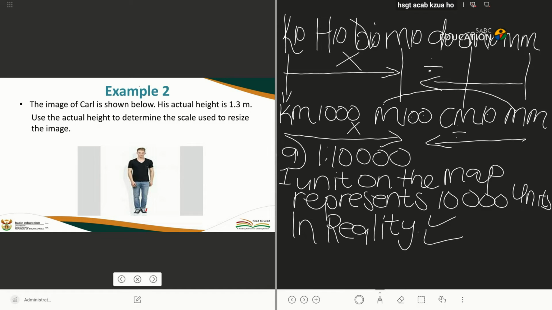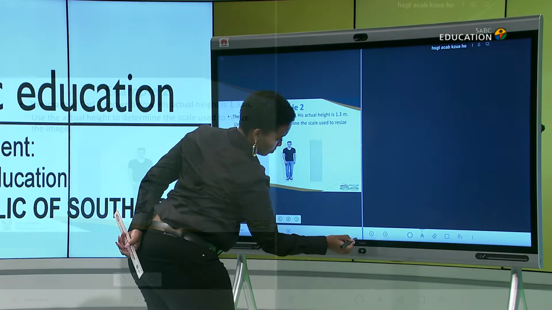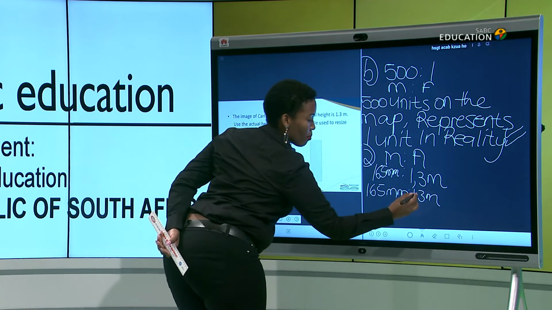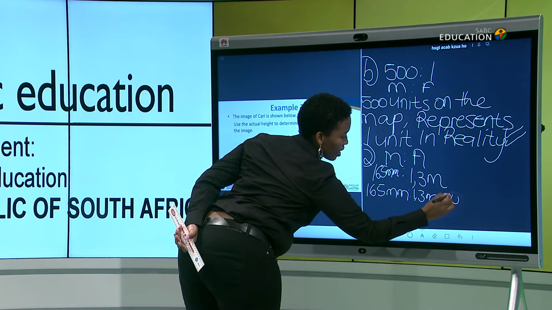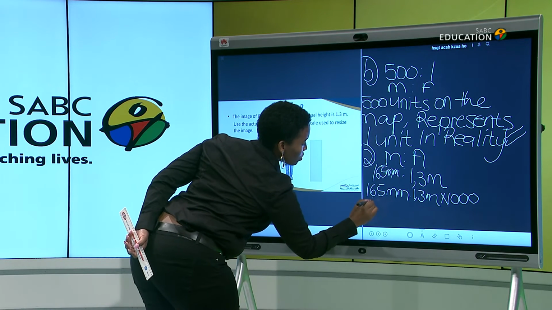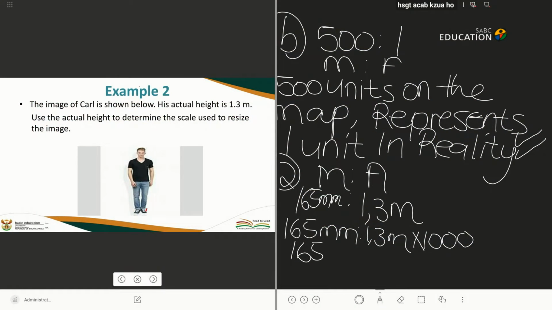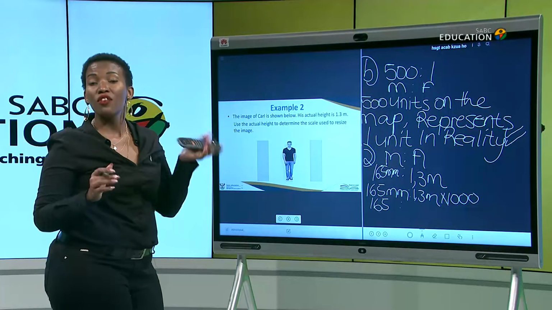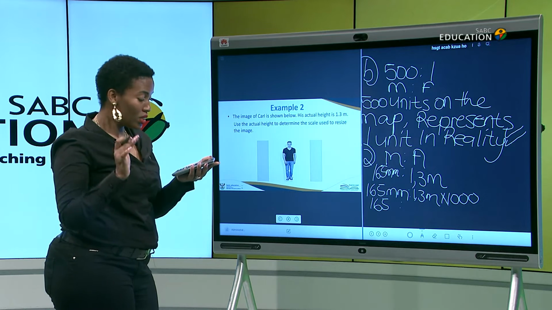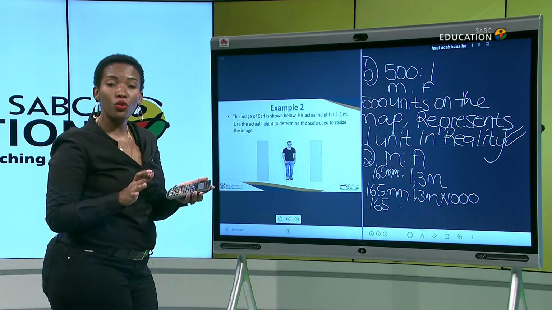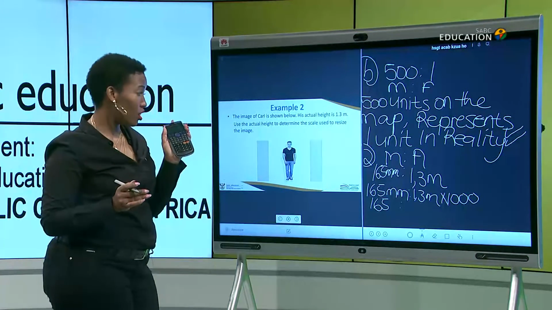And because we are moving from a larger unit to a smaller unit, therefore we are going to multiply, and we multiply by 1,000. So I'm going to take my 1.3 meters and then times it by 1,000. In Mathslit, we rely on calculators. So you will never ever be penalized for using your calculators. You use it, even if you feel that the answer is obvious, please double check it on your calculator.